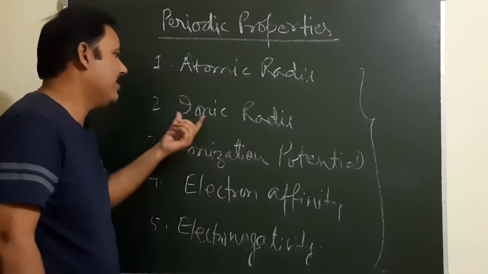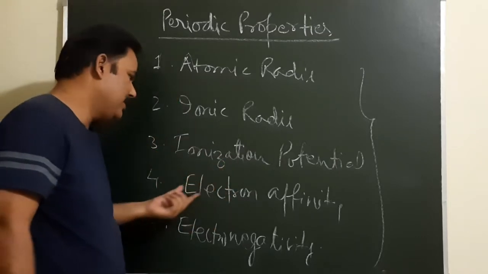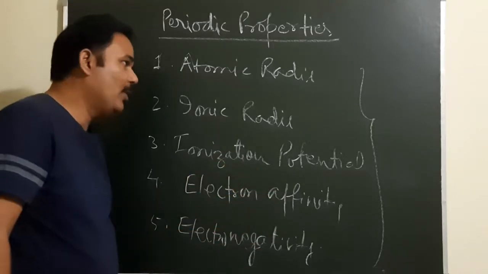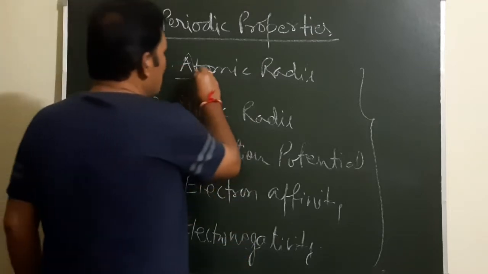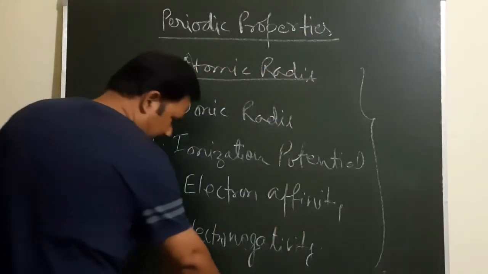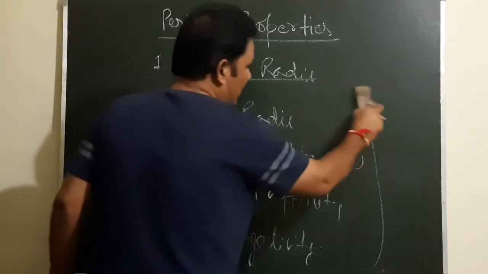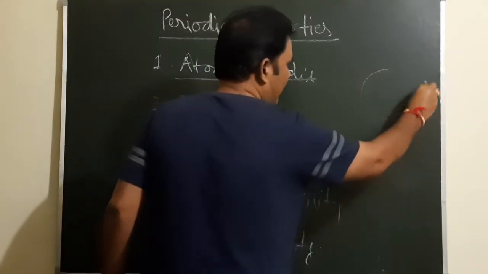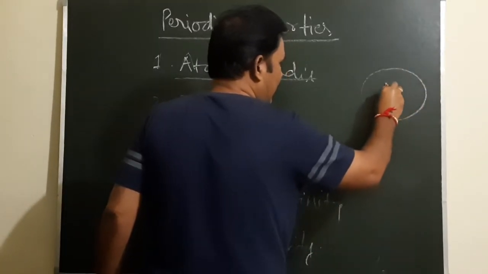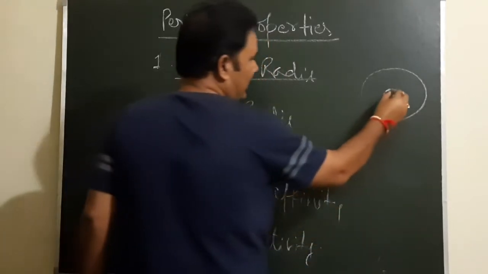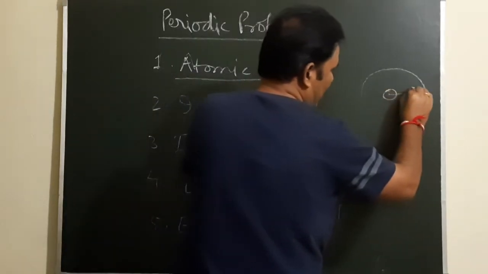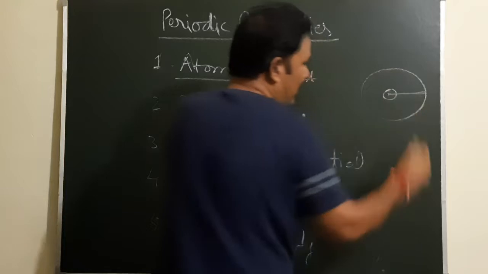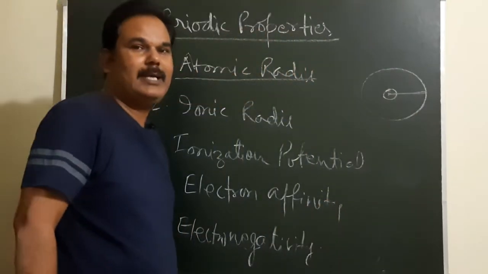In that one, according to the name, we will discuss one by one. What is the atomic radii? What is the ionic radii? What is the ionization potential? What is the electron gain enthalpy, the electron affinity? What is the electronegativity? So we should know first atomic radii. Atomic radii means if we are talking about the atom, and suppose this is the center of the nucleus, then the distance between the center of the nucleus to the outermost shell is known as the atomic radii. Understood?